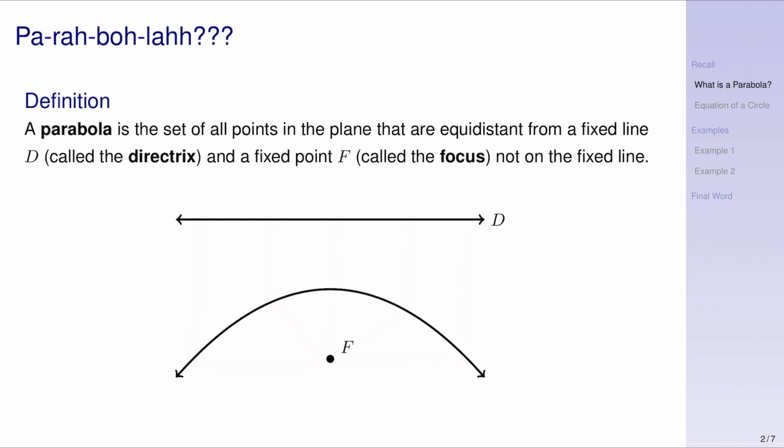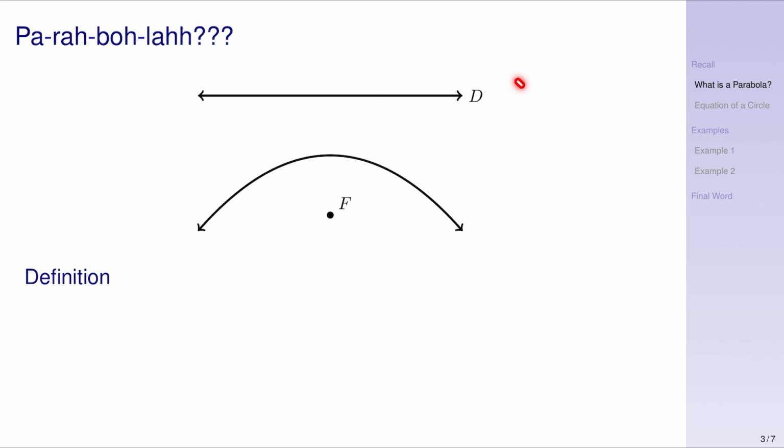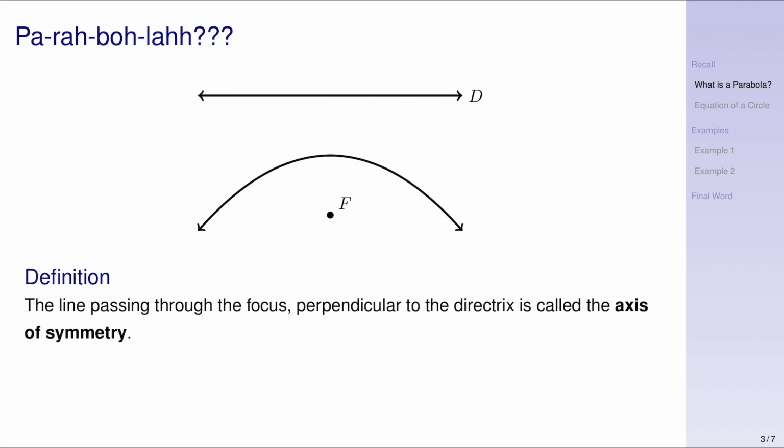Once you have that, let us define more terms. We still have our illustration out here, and let us first define the line passing through the focus perpendicular to the directrix, which is called the axis of symmetry. How would that look in our illustration? It would look something like this. So this is the axis of symmetry, a line that passes through the focus and is perpendicular to the directrix.